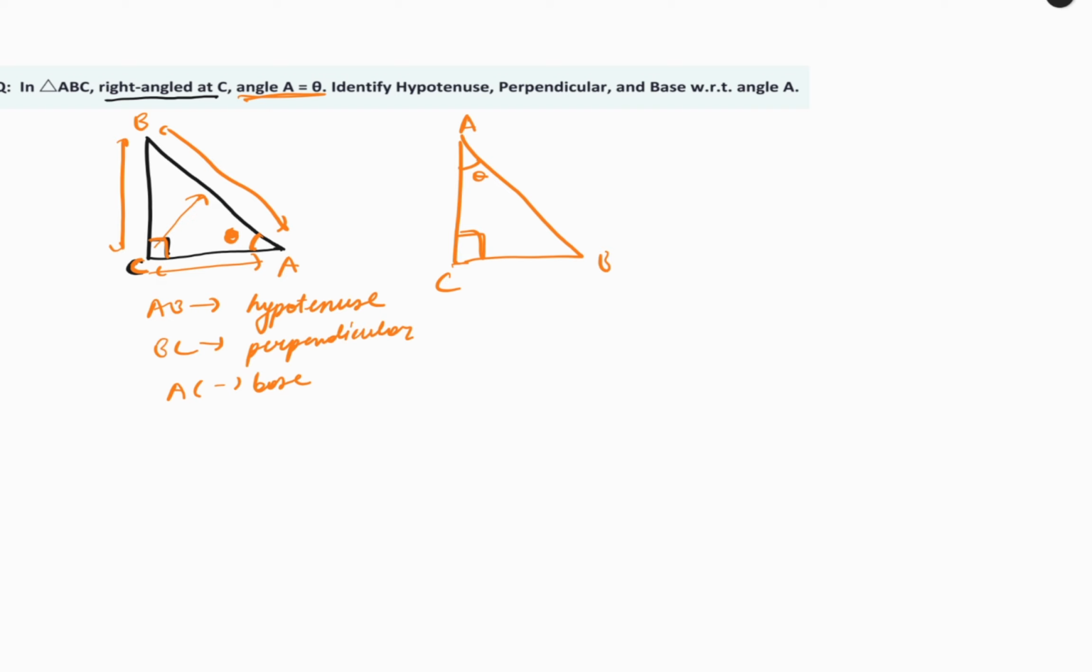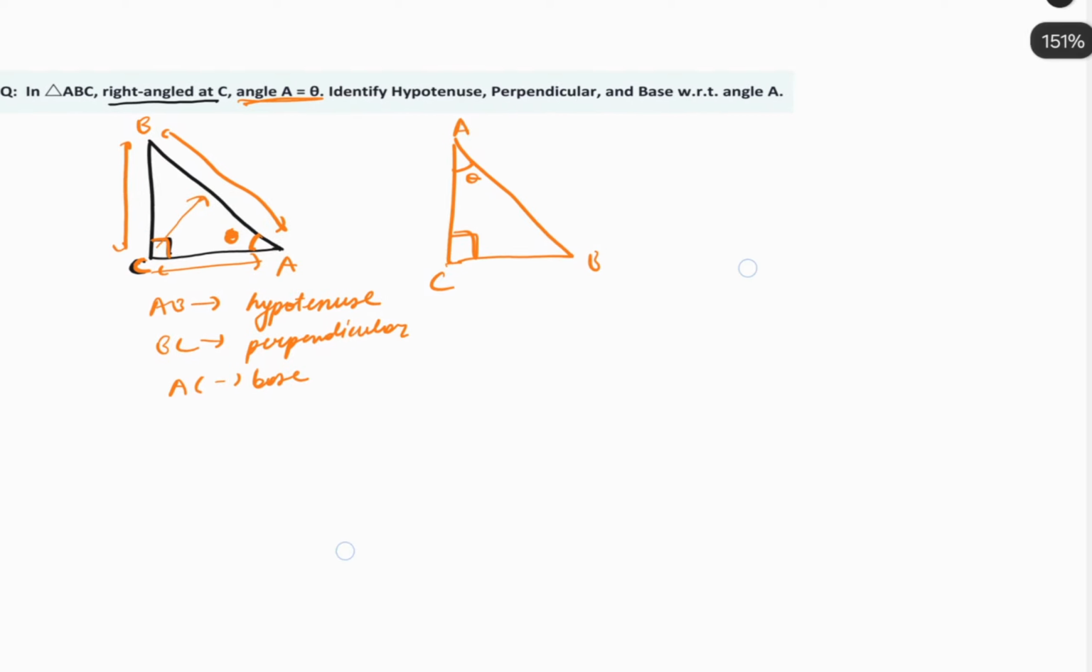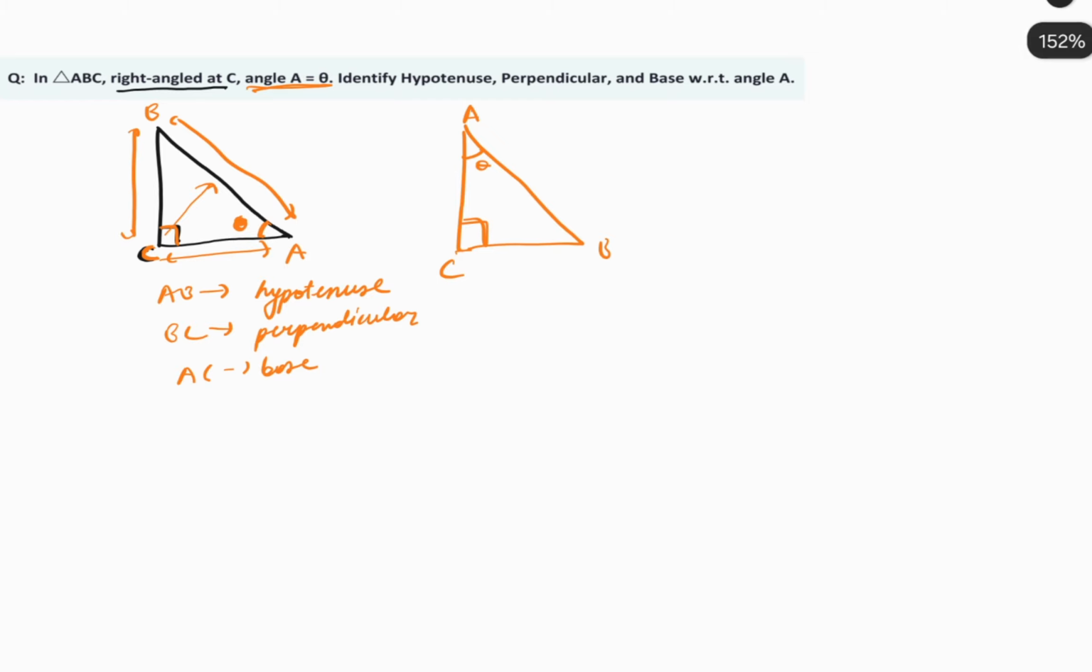So this is so simple. I think you guys are now very much aware about how to name the angles, and how we are predicting what is hypotenuse, what is perpendicular, what is base. Okay, so I will be moving on to the further slides.